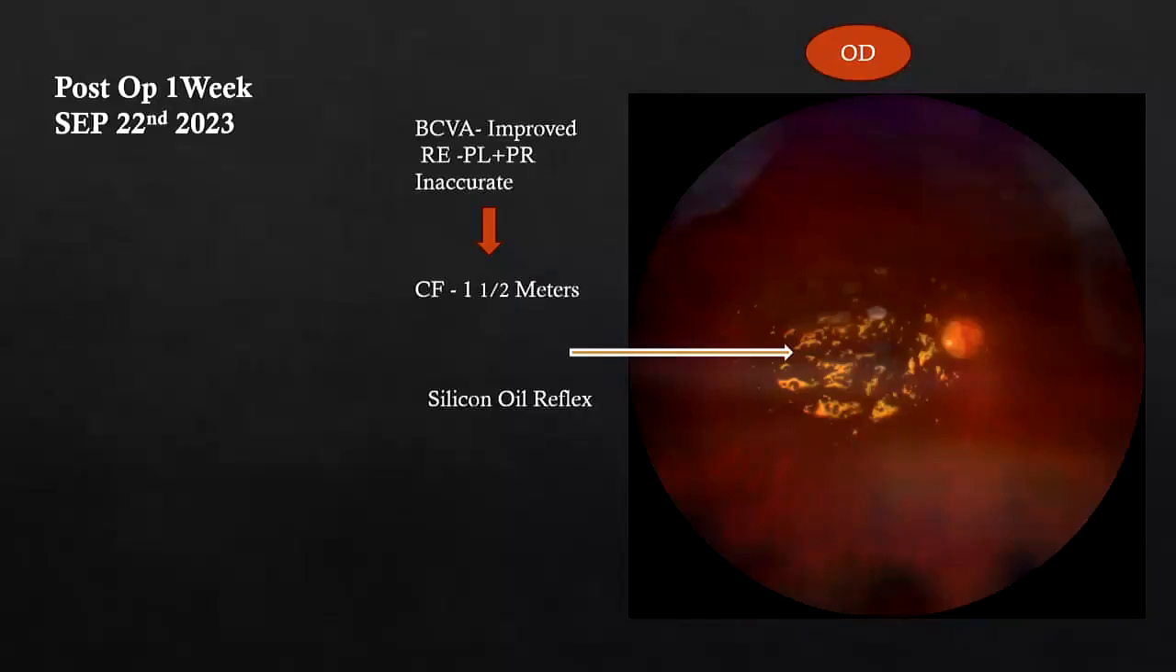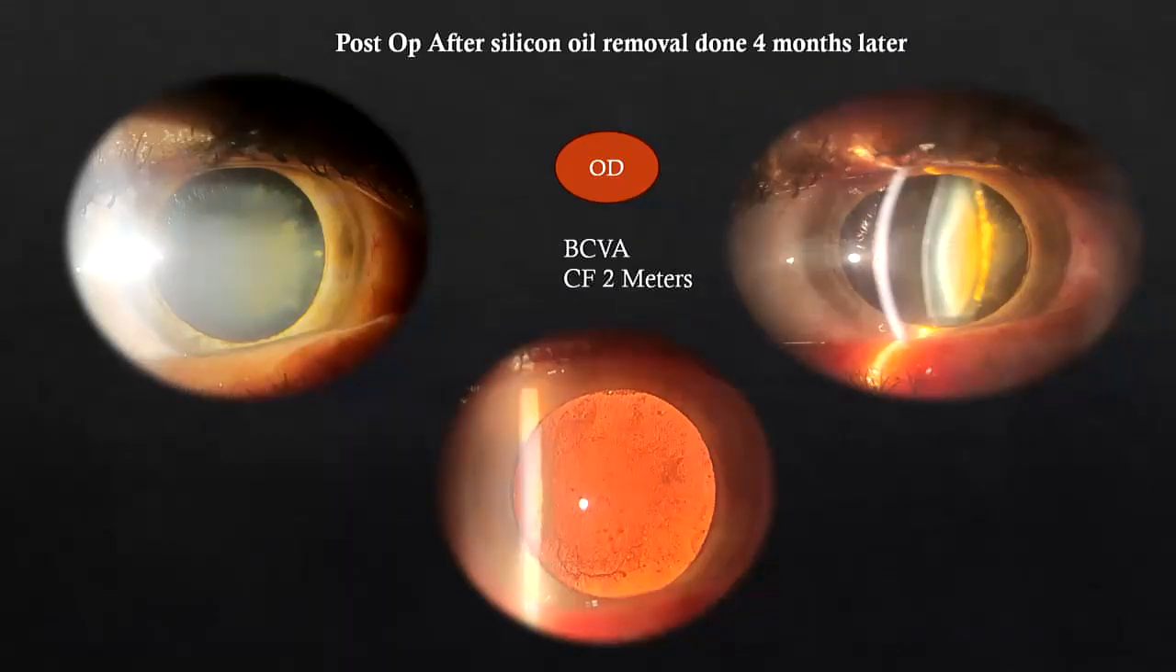At post-operative 1 week, best corrected visual acuity improved from PL positive with PR inaccurate to counting fingers at half a meter, and silicone oil reflex is seen with attached retina. In the post-operative picture, 4 months after removal of silicone oil, his best corrected visual acuity is improving only to 2 meters, but the retina is attached.